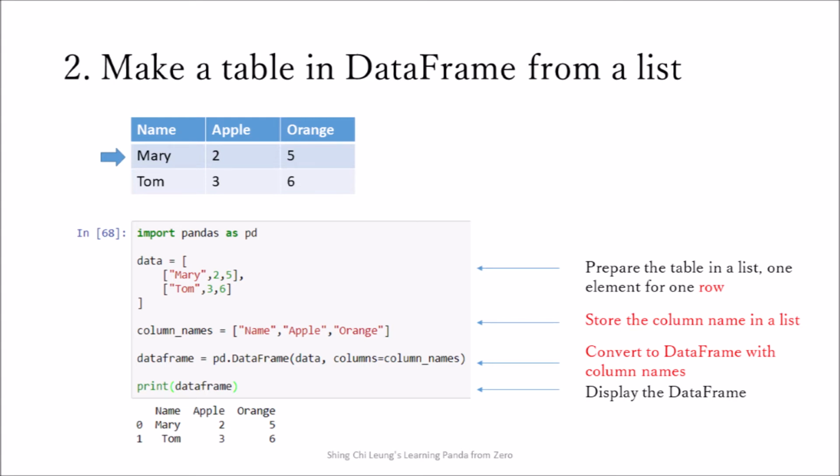Again, we will first import the Pandas library and then create a list that contains the table data. But this time, we define a list that contains all the column names. In this example, we have name, apple, and orange. And when we declare the data frame, beside the list of data, we also pass the list of column names. And the final table will be identical to what we see above and identical to the previous one.